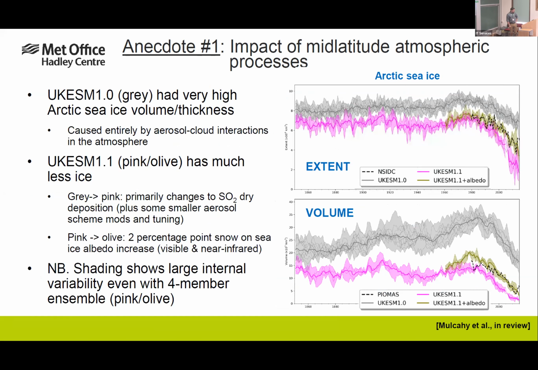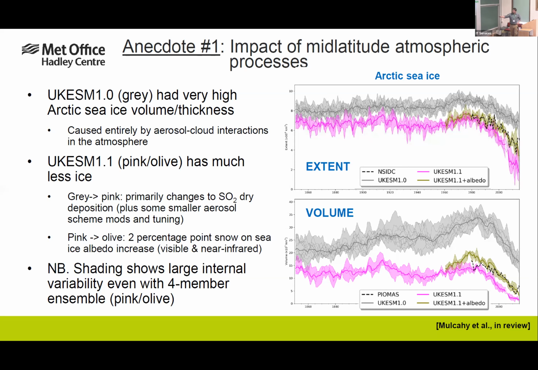And this is a more pertinent example. We've got a paper in review on UKESM 1.1, where UKESM is the UK Earth System Model. This grey line is what we submitted to CMIP6, and it had this monstrous sea ice volume bias in the Arctic, which was entirely driven by aerosol cloud interactions, in fact. And so the difference in ice volume between this grey line and the pink line, which is UKESM 1.1, is almost entirely down to a change in the dry deposition of sulfate aerosol.